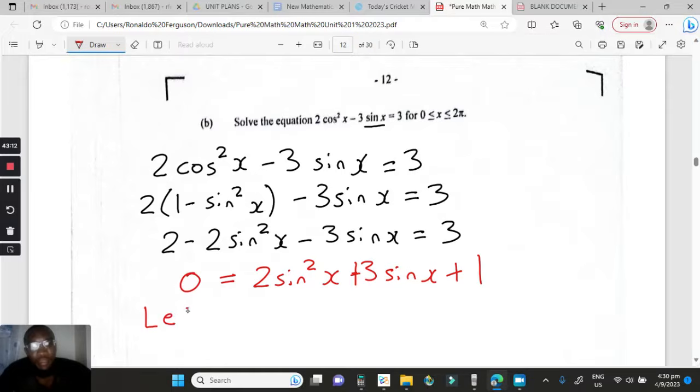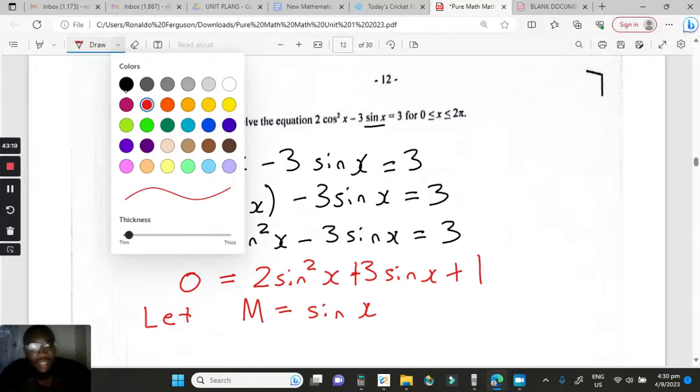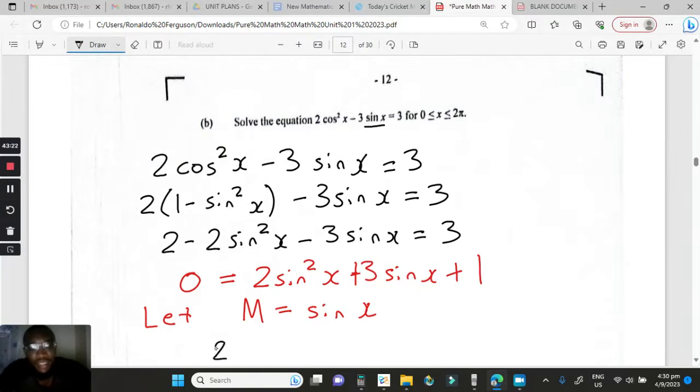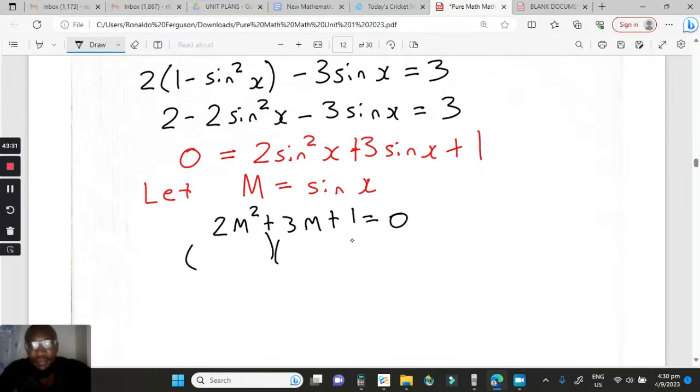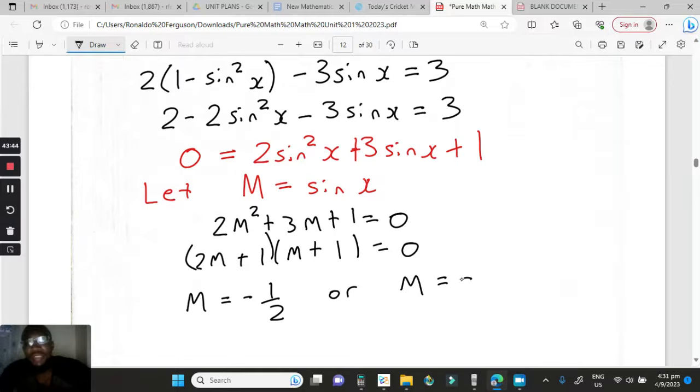Now, many persons like to say let y or m or whatever, let m equal sine x. So you see that it's really just a quadratic equation. So it's really just 2m squared plus 3m plus 1 equals 0. From there, you can proceed to factorize: 2m, m, 1 and 1. Signs are the same, both positive. Right? So that means m is just negative a half, and over here m is negative 1.